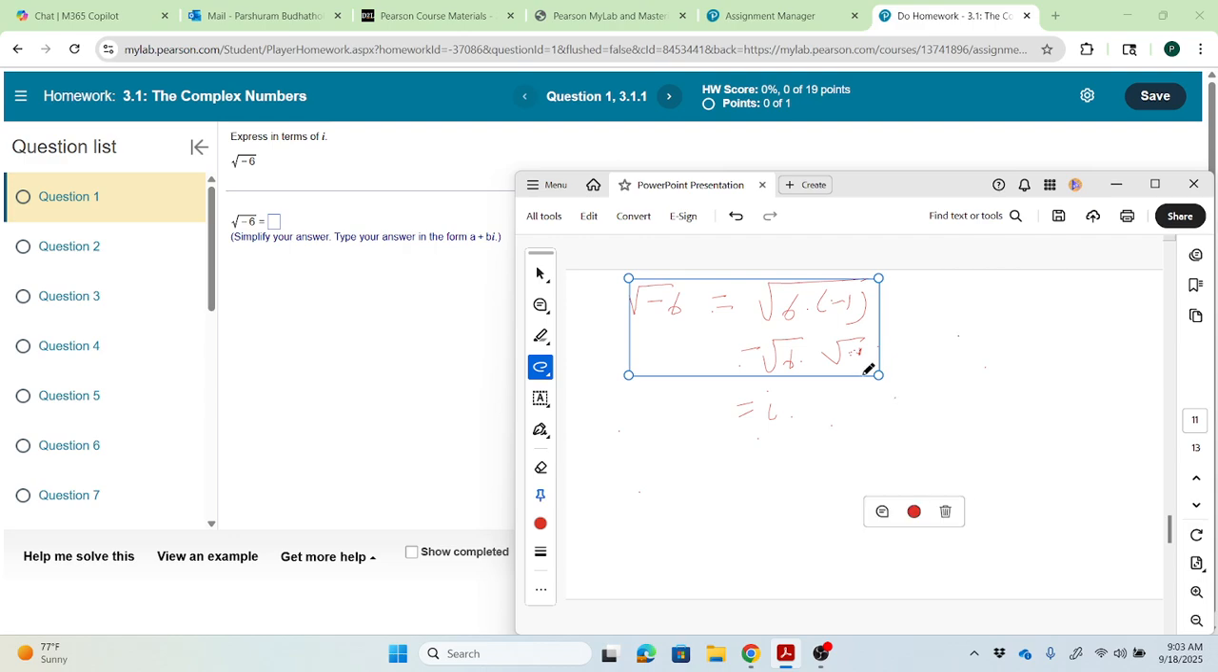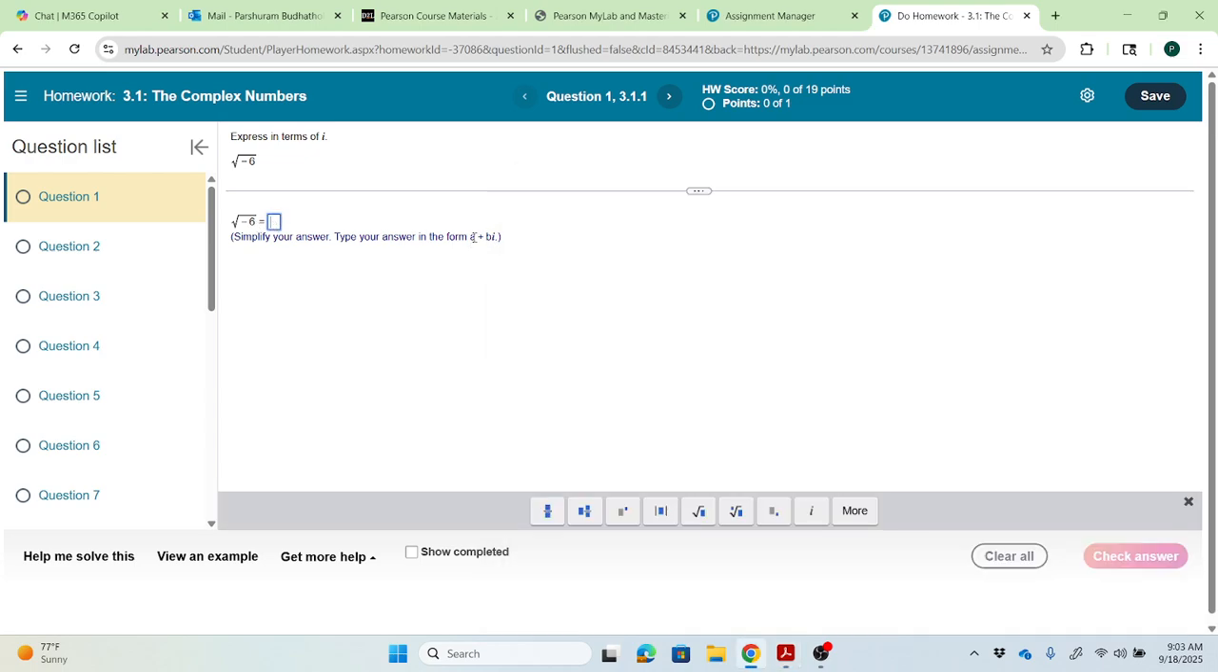So the answer for this one, if you want to write it in this form, a is supposed to be 0, you don't have to write down the 0, and b is square root of 6, and there is an i.